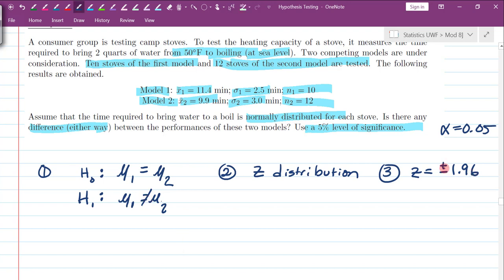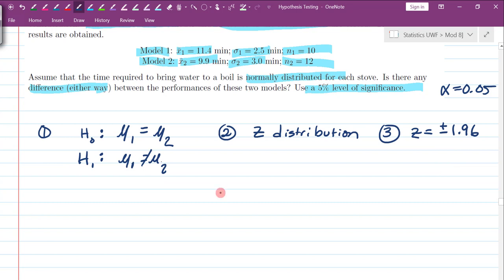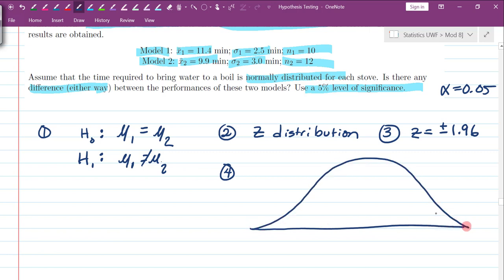So now I'm going to draw my picture. Step 4. We're going to put 0 in the center. We're going to put negative 1.96 to the left, positive 1.96 to the right. I know that in here, half of alpha, which is going to be 0.025, and 0.025 over here, and this is my rejection region.